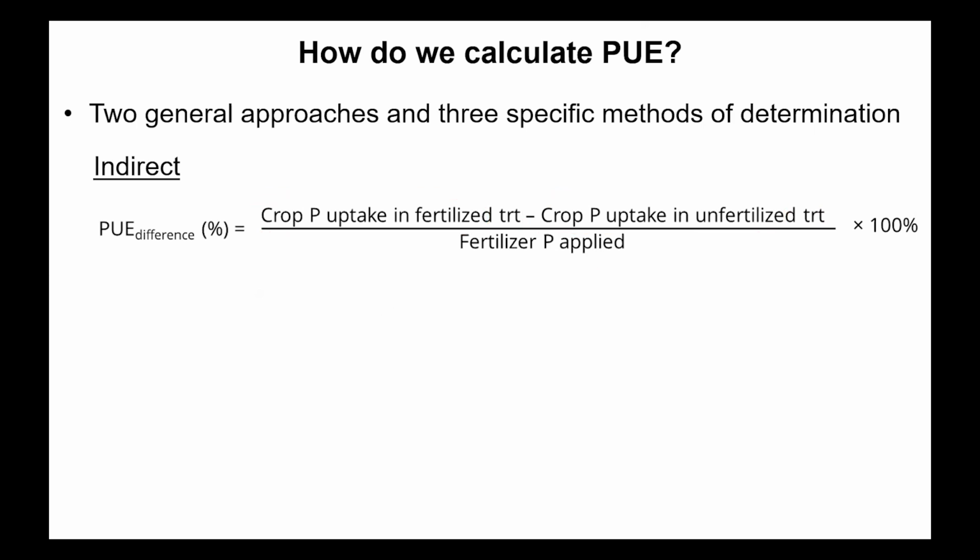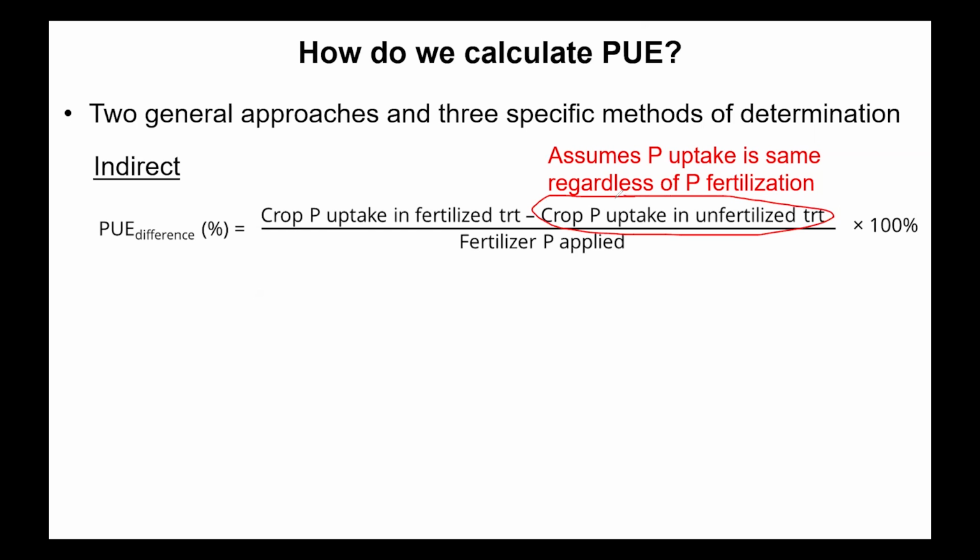Before I get into the next method, the key assumption here that I want to highlight that we test is that the P uptake in the crop without any P fertilization is the same as the P uptake by that same crop species when there's P fertilizer present. That's the key assumption here to do that one-to-one subtraction.